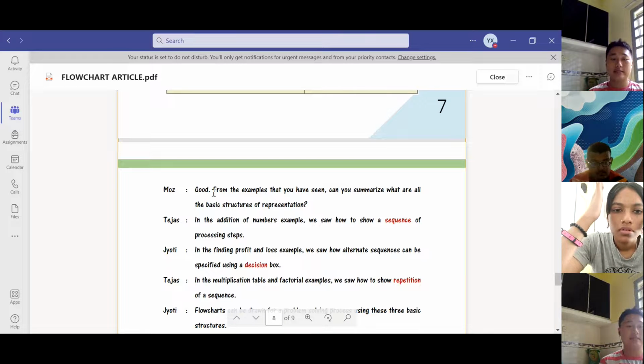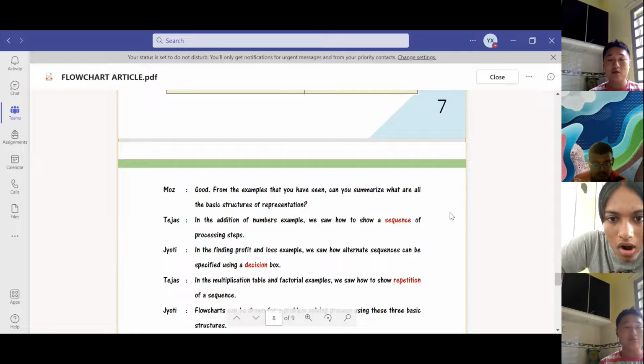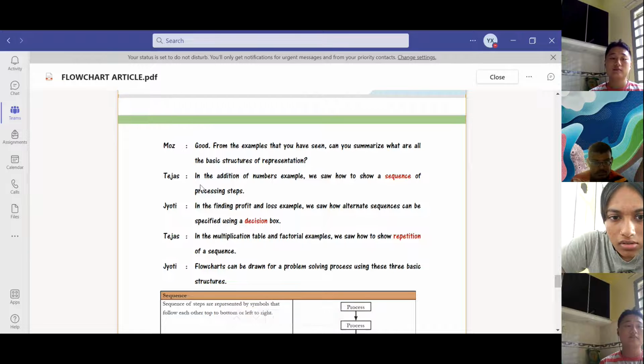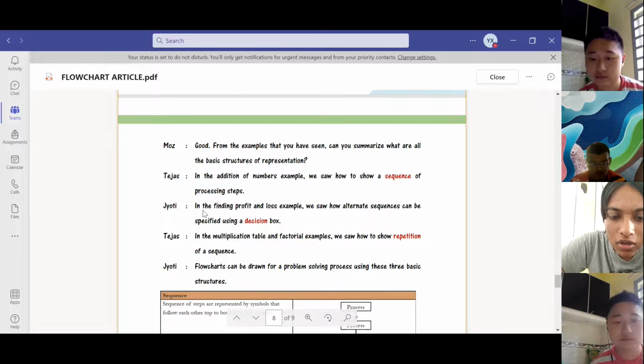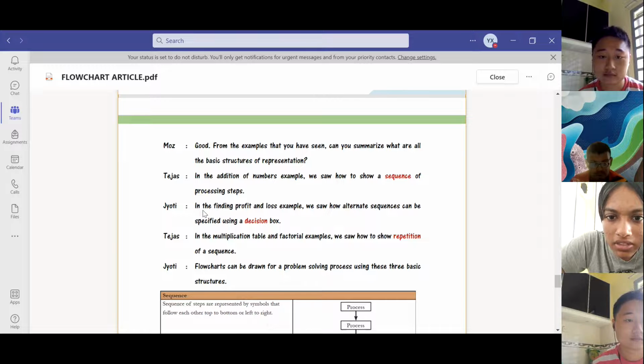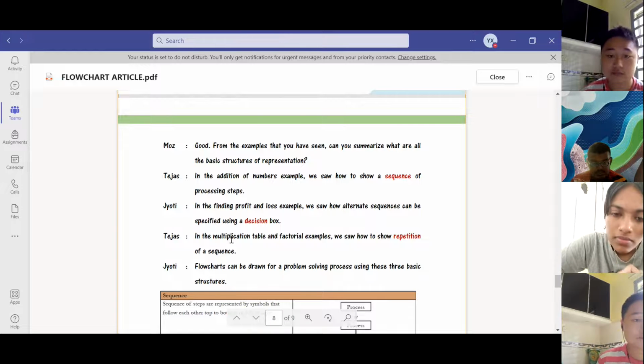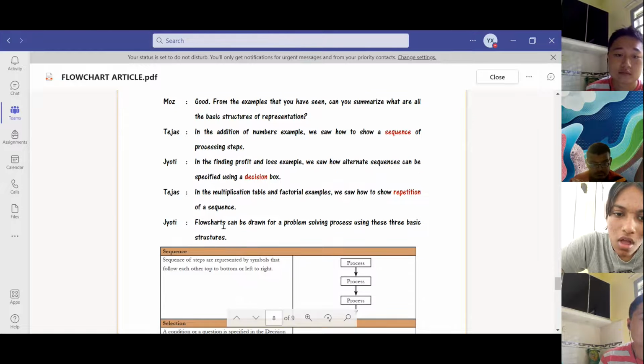So good. For the examples that we have seen, can you summarize what all the basic structures of representation are? In the addition of numbers example, we saw how to show a sequence of processing steps. In the finding profit and loss example, we saw how alternate sequences can be specified using a decision box. In the multiplication table and factorial examples, we saw how to show repetition of a sequence. Flowcharts can be drawn for a problem-solving process using these three basic structures.